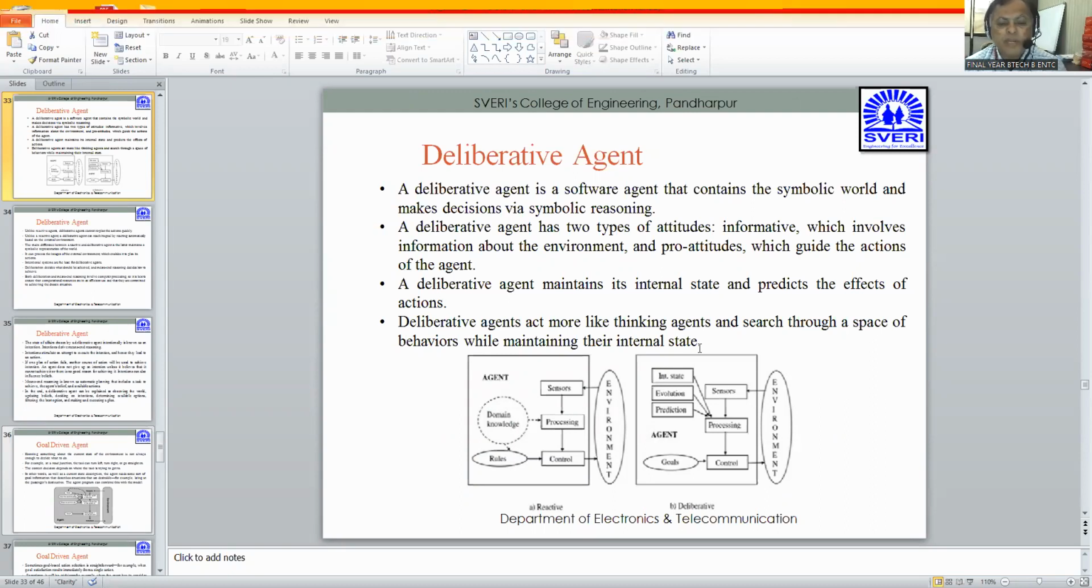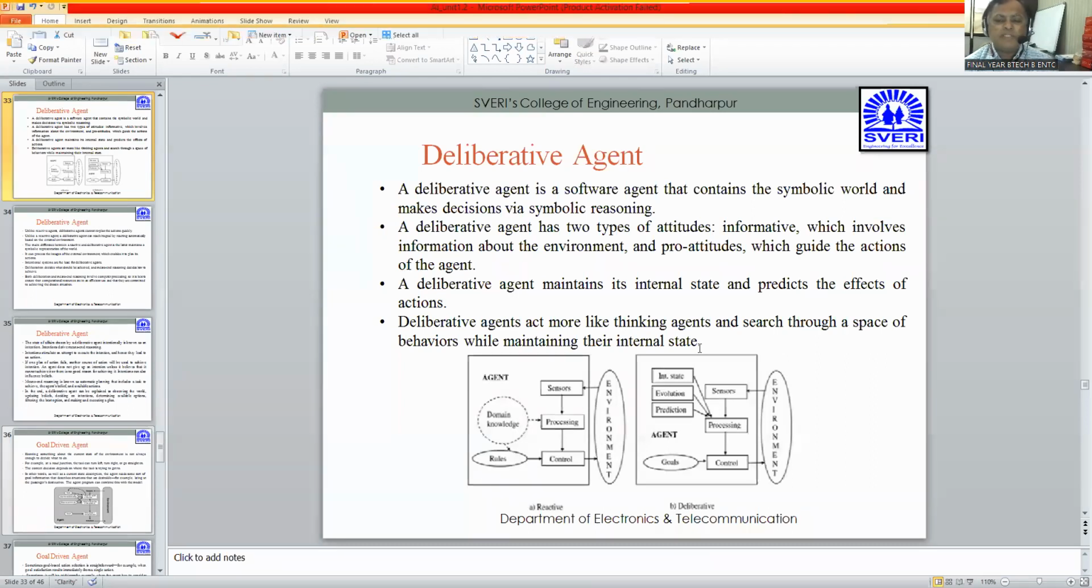So for the domain knowledge, it's having a world of state. In case of processing, it will have not only domain knowledge, but also internal states, evolution, as well as the prediction capability of the processing. And then it will have a goal based control system, not just a rule based control system.